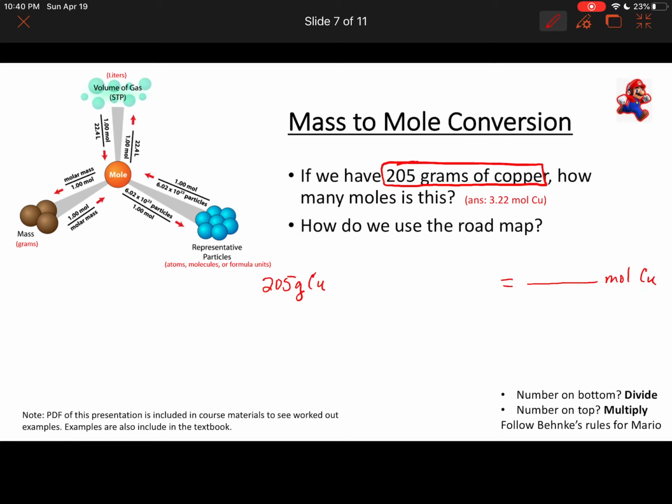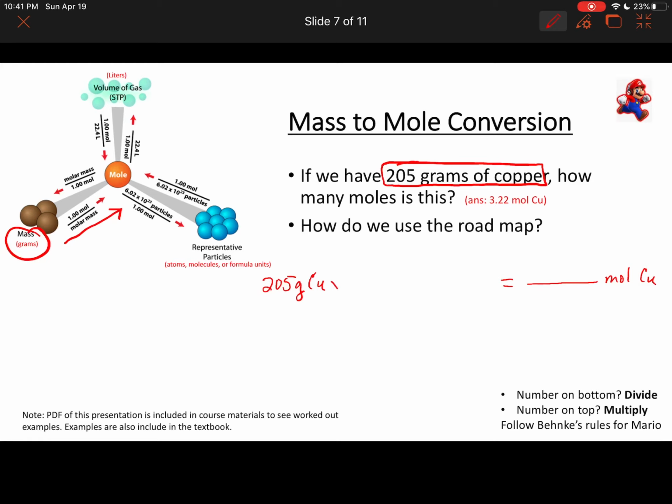All right, so the first thing that we want to do is write down the number and the unit at the beginning of the problem, and then give yourself some space. For today's calculations, we won't need much more space than what I've shown you how to do right here, but for others, we will need more when we learn about them in the next lesson. And then we look at our roadmap. So we are given 205 grams of copper. So we're starting at the mass parking lot. And we want to find moles. So we're using this arrow right here.